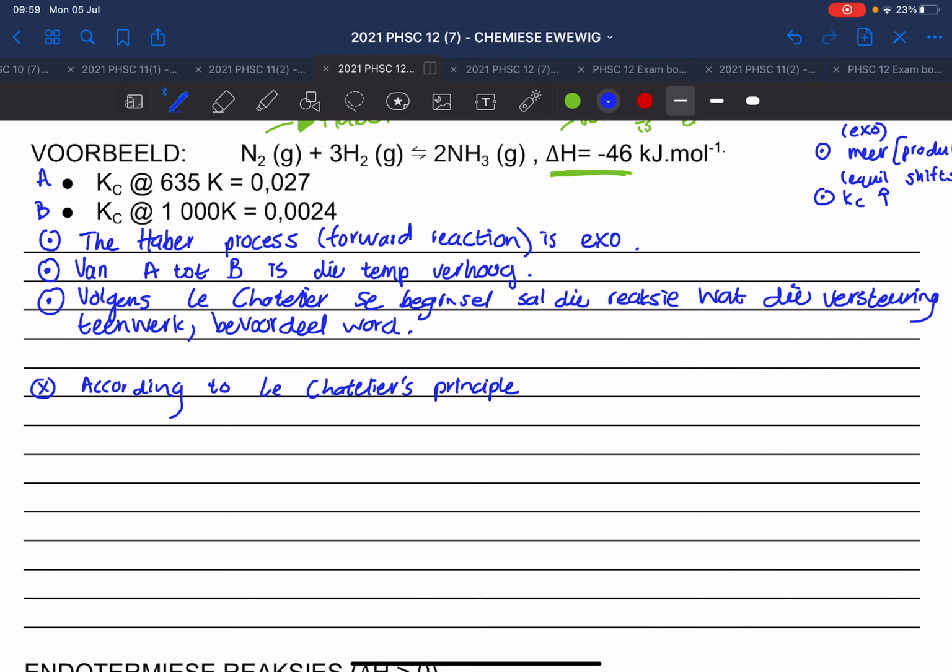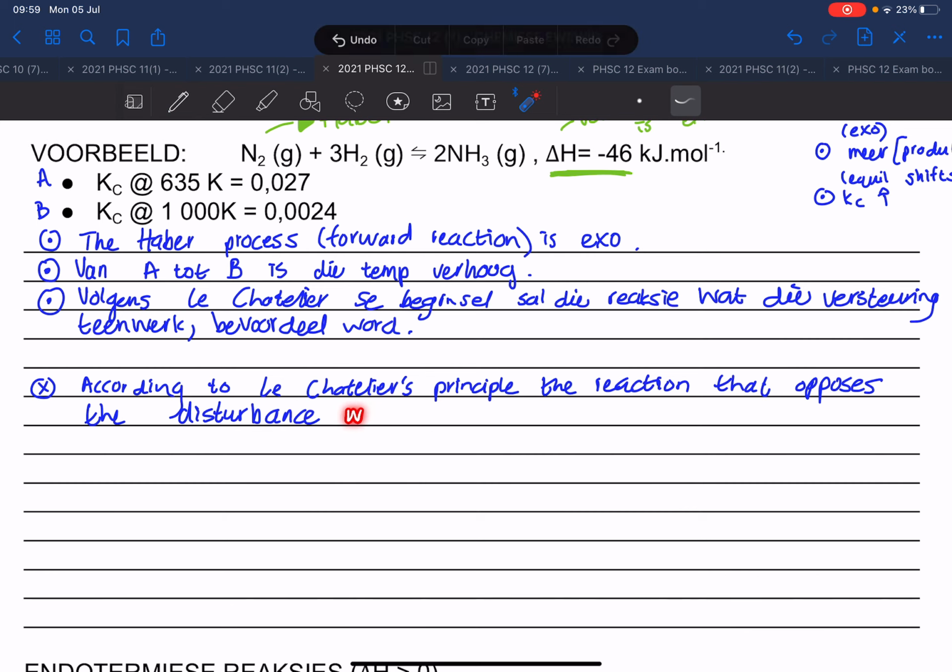Okay. So, according to Le Chatelier's principle, the reaction that opposes the disturbance will be favored. Afrikaanse kinders, julle moenie lag, ek sien hoe spel julle dit.